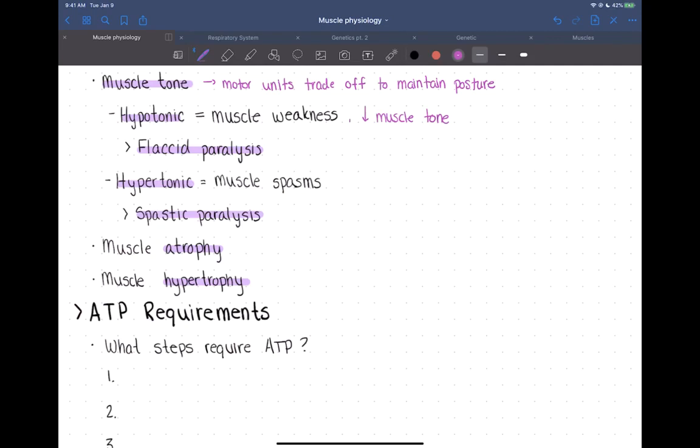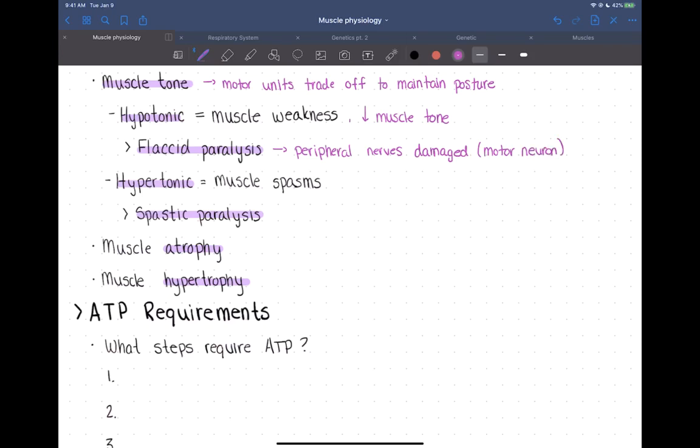With flaccid paralysis, that muscle is limp because there's damage to the peripheral nerves. And so we're going to learn more about peripheral nerves with the nervous system, but this is just referring to nerves outside of the brain and spinal cord. So these would be the motor neurons going directly to the muscle itself, right? So this would be damage to the motor neuron.